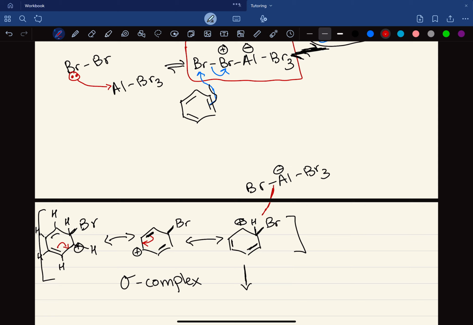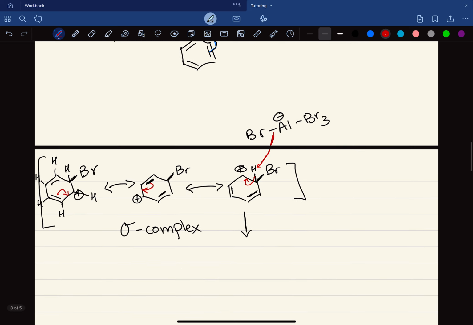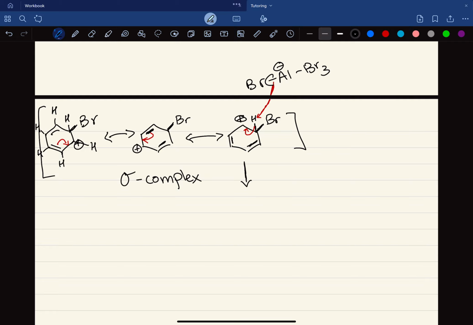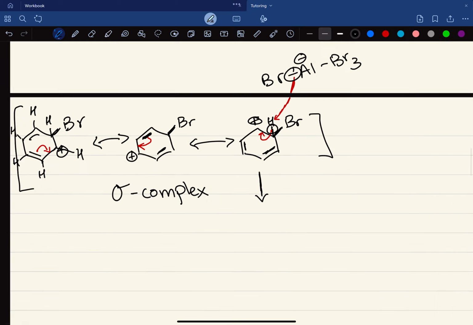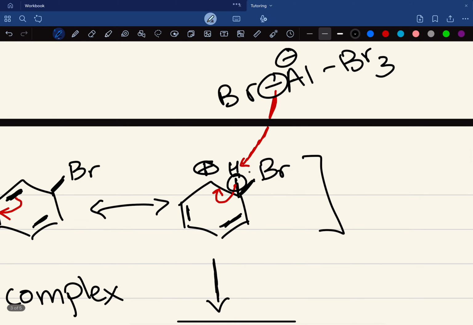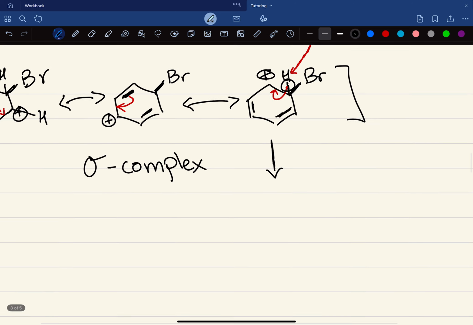will attack the hydrogen. The electrons in this bond will attack the hydrogen, and then the electrons in the bond between carbon and hydrogen will go here and create a double bond. So this bond is broken, this bond is broken right here. The bond between Br and Al, and the bond between hydrogen and carbon, and a new alkene bond, double bond, is created. So now we get our product.